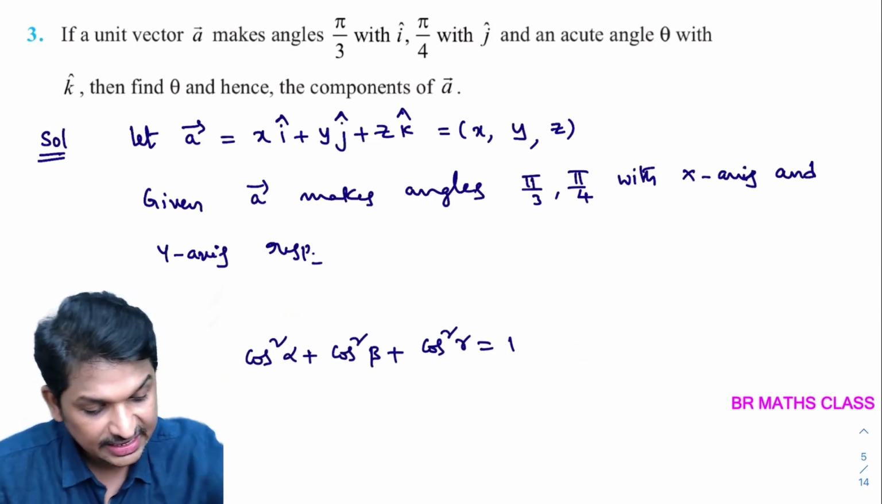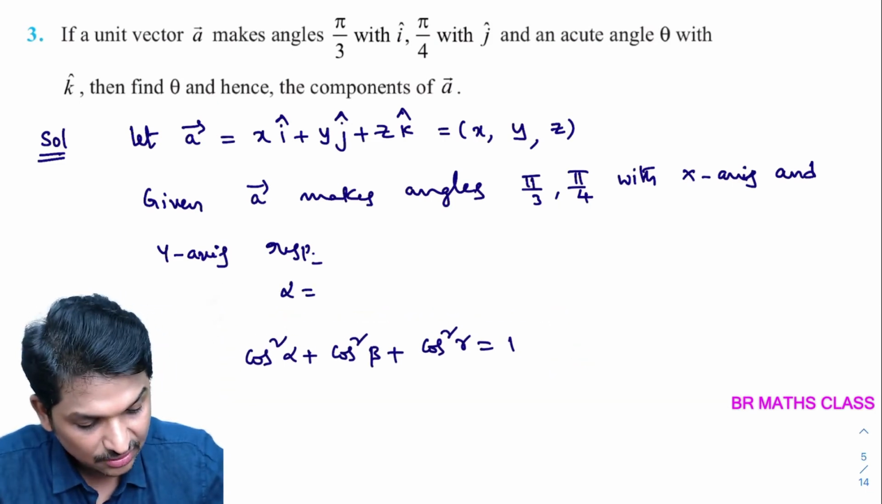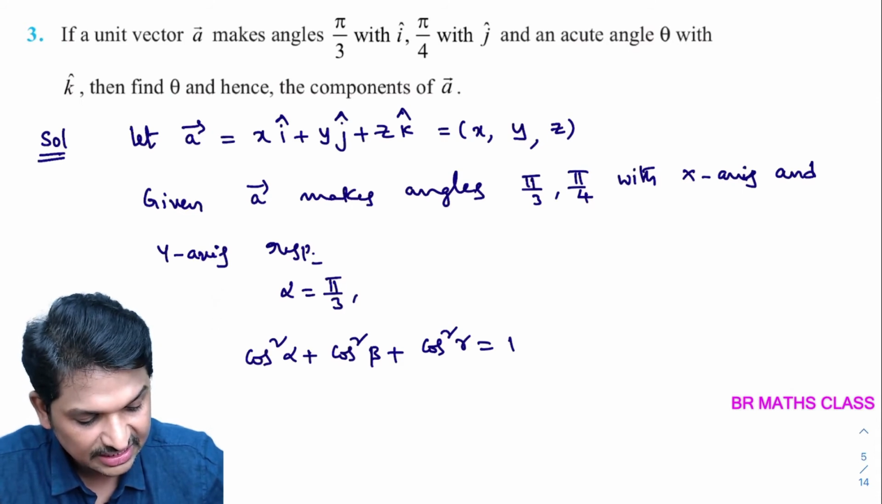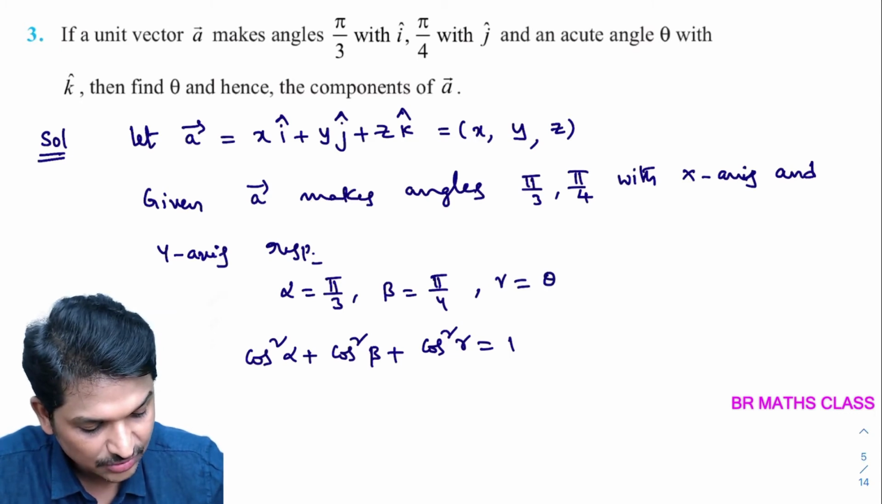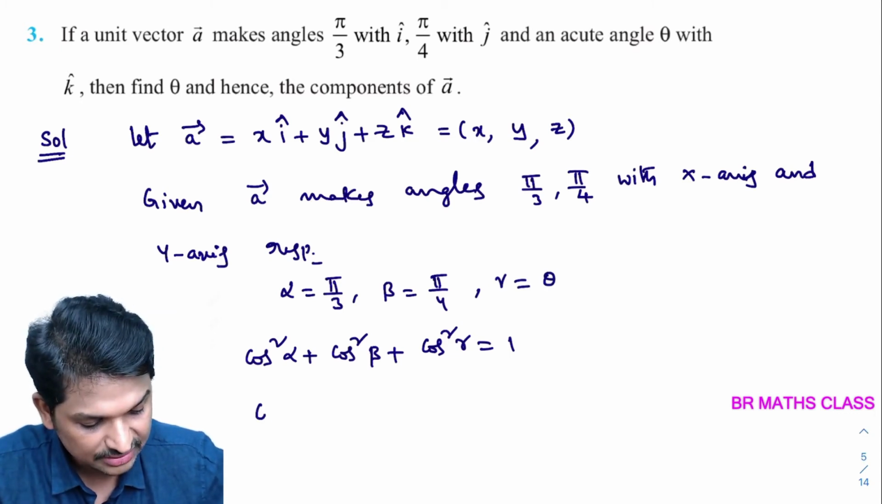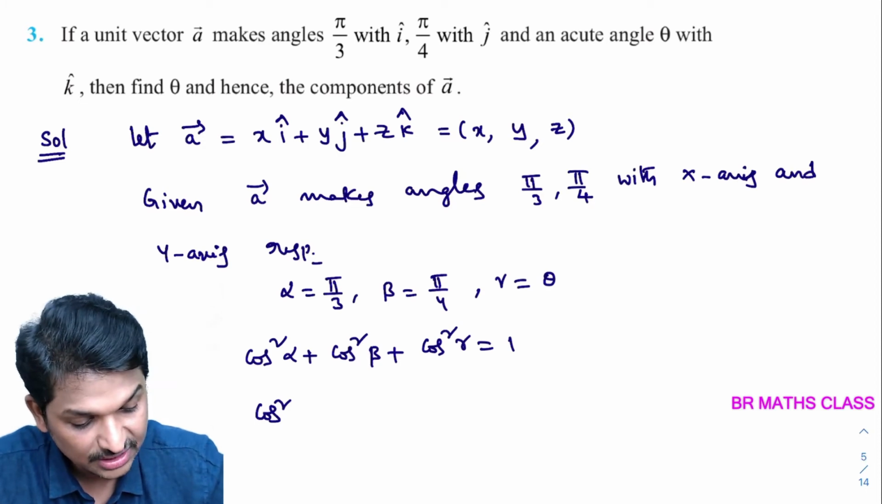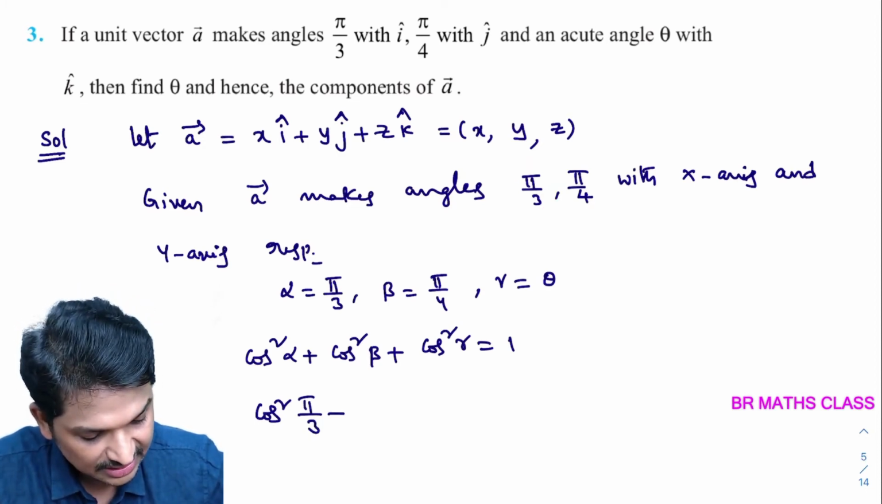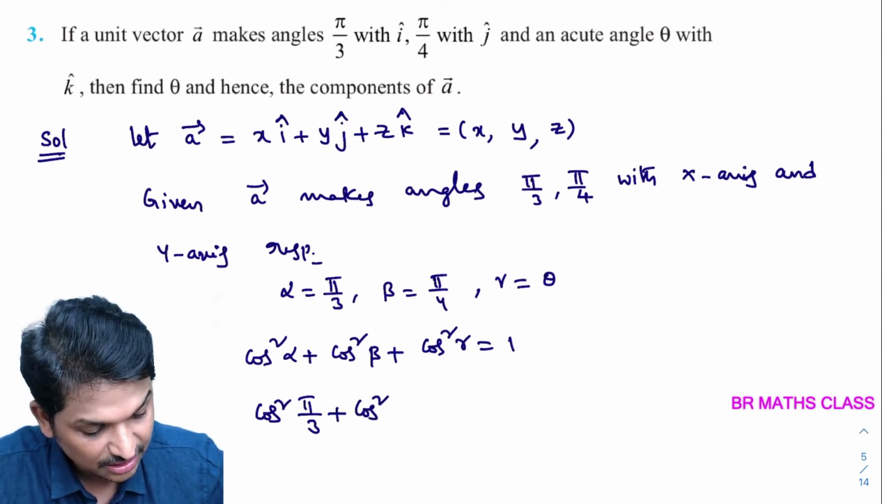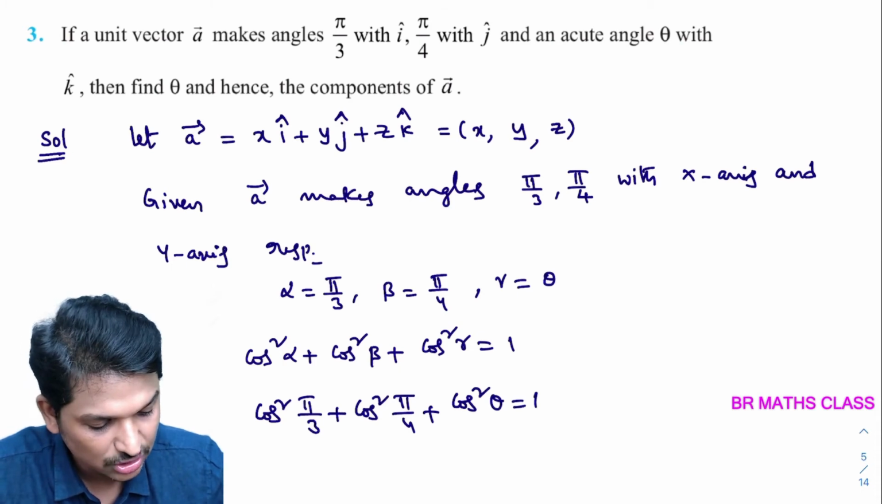So here, what I need is alpha. What is alpha? Alpha is given as pi by 3, in the question it is there. Beta is given as pi by 4. You please observe here, this is alpha, this is beta. What is gamma? It is theta, right? Here gamma is theta. So cos square pi by 3 plus cos square beta, beta is pi by 4, plus cos square gamma, that is theta, equal to 1.